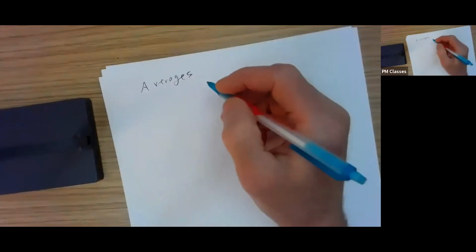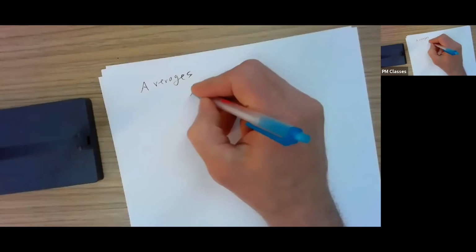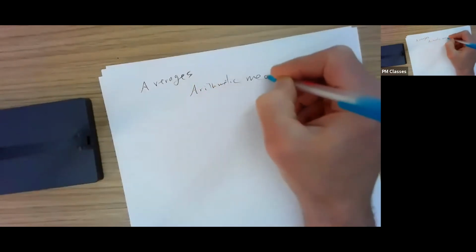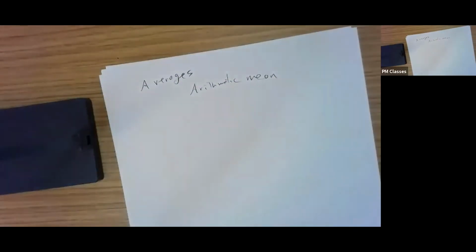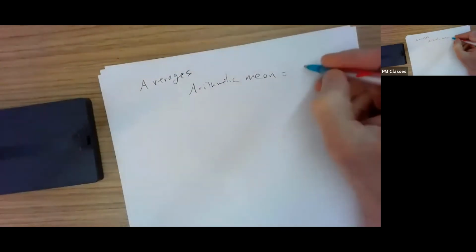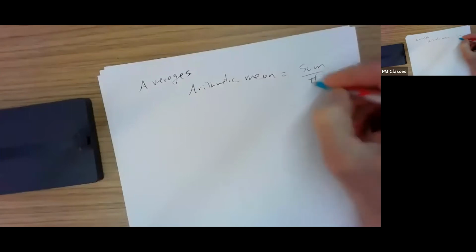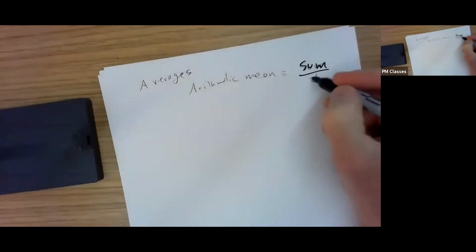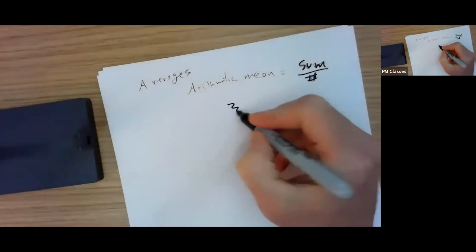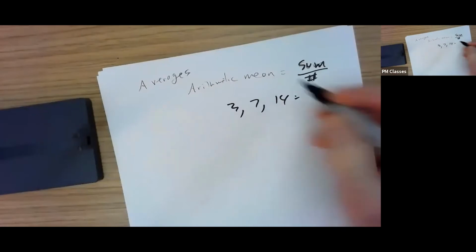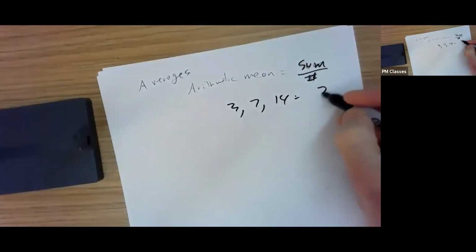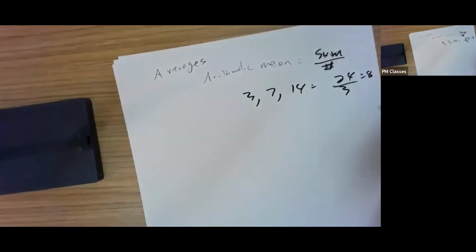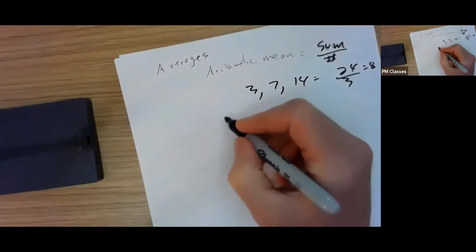Okay? So first of all, when we talk about averages, there are three types of average. There's what is called the arithmetic mean. When we talk about average, the arithmetic mean is kind of what we mean, which is simply the sum of the numbers divided by the number of numbers. So if you add up 3 and 7 and 14, you get 24, and divide that by 3, you get an average or an arithmetic mean of 8, right?